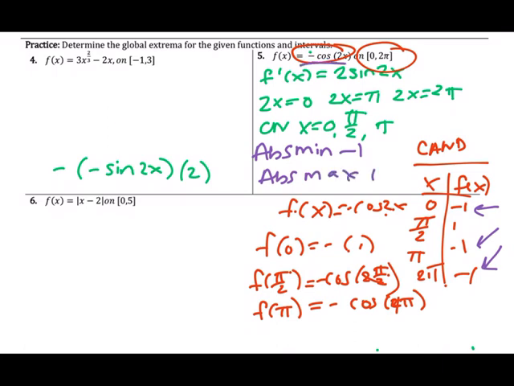What do we know about cosine? Cosine oscillates between positive and negative 1. So it makes sense that those are our absolute max and min.